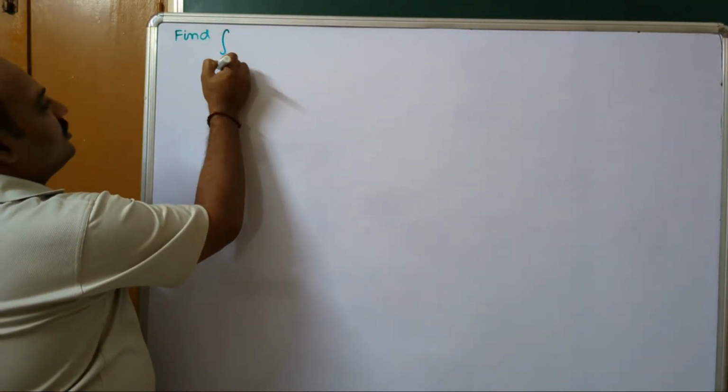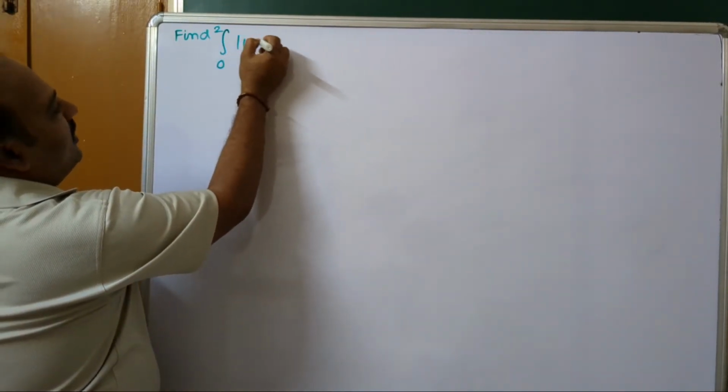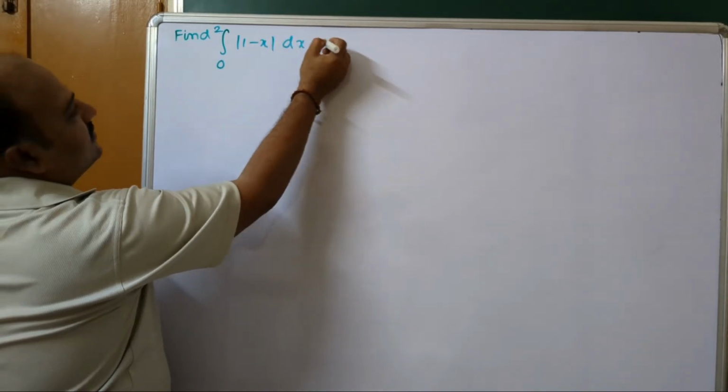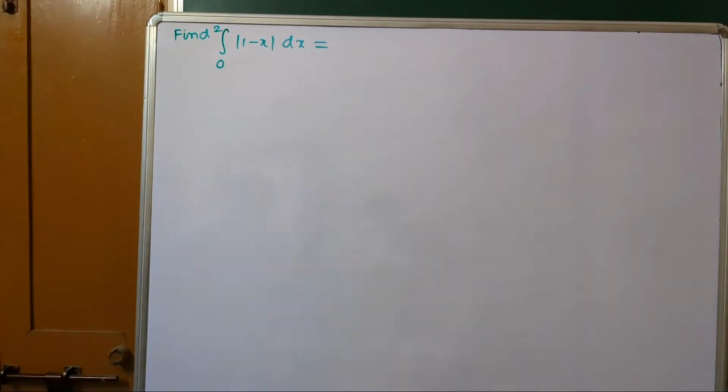Integral 0 to 2 mod 1 minus x into dx. This is the question. Yeah, you try 1 minute, dear students.